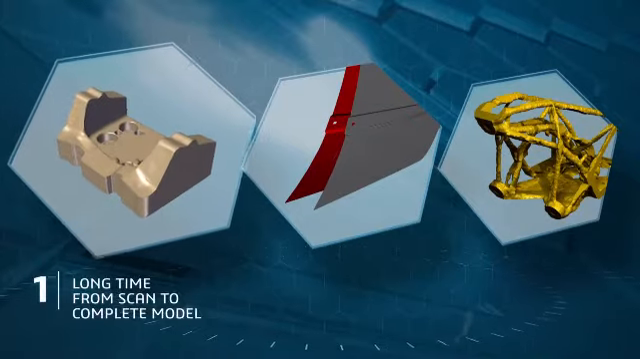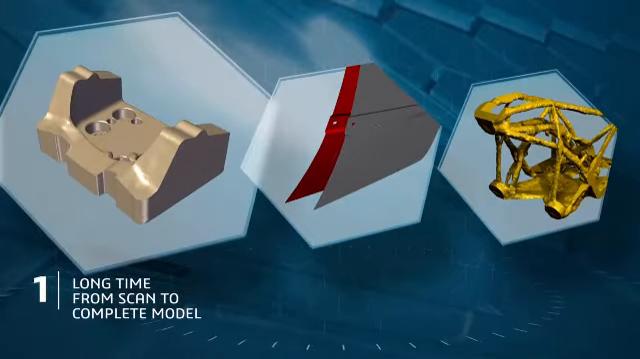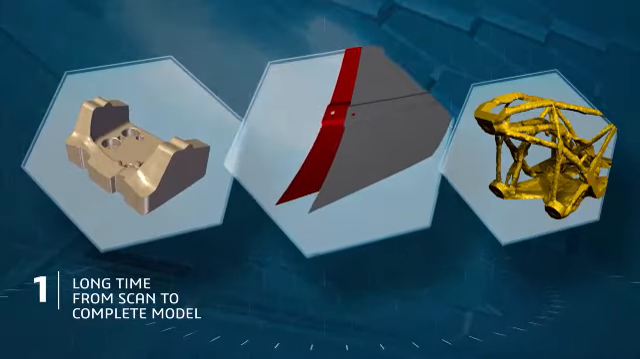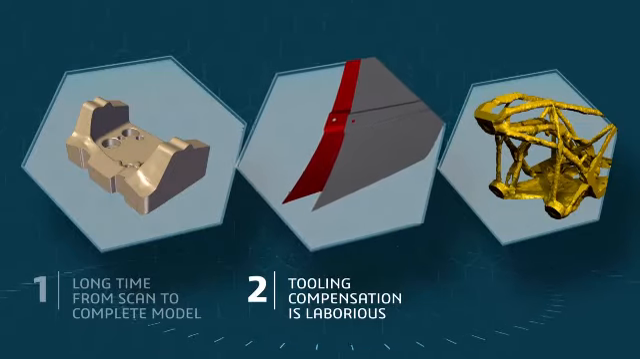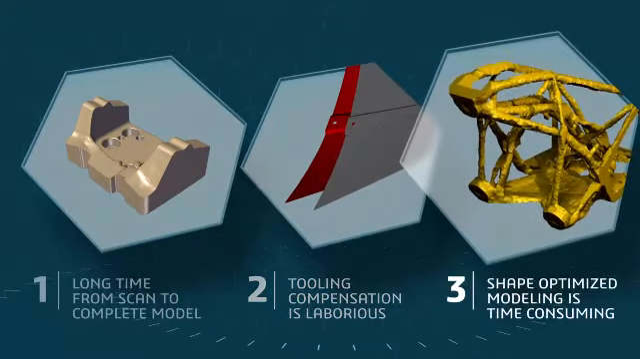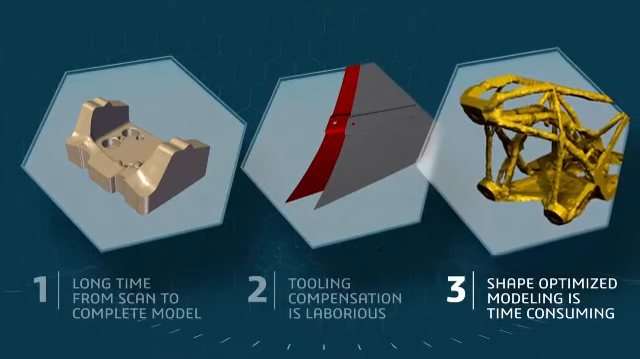The first, transforming the scanned mesh into a manufacturable model, takes a long time to achieve the right level of quality. Next, tooling compensation for part deformation, such as springback, introduced by the manufacturing process, is a complex manual activity requiring many iterations. Lastly, reconstructing a real usable CAD model from the output results of shape optimization software is a very time-consuming job, often requiring weeks of manual effort.